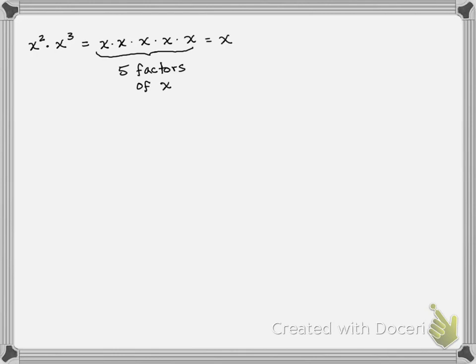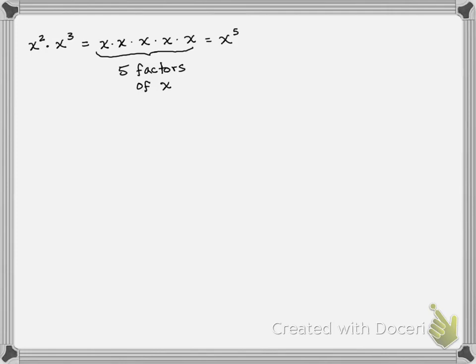Which is x to the 5th. And again, we want to think of our exponents as counters. So it's just counting how many factors I have. So if I have 2 factors and then I have another 3 factors, then I'm going to end up with 5 factors. There's no way to get 6 factors of x from this, right? So again, thinking of those exponents as counters, not actually numbers that we're doing the operation with.